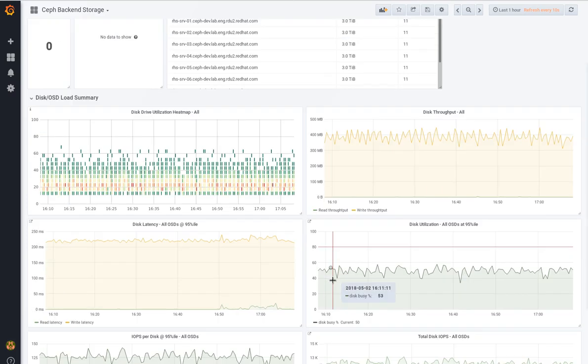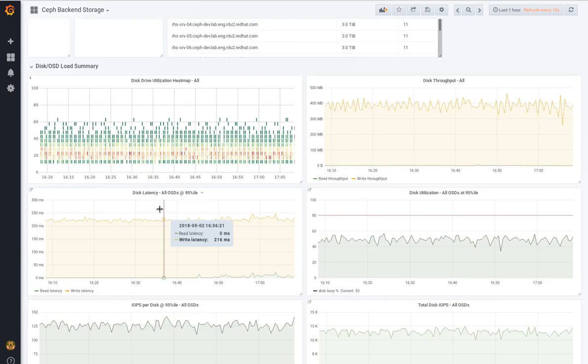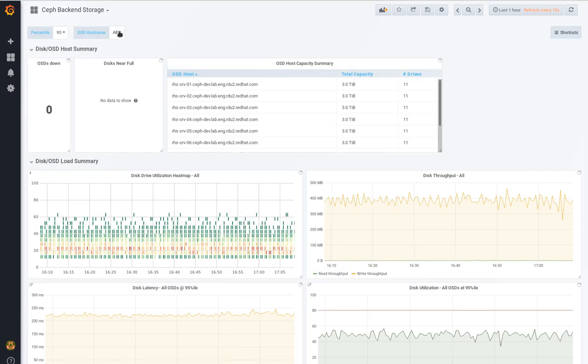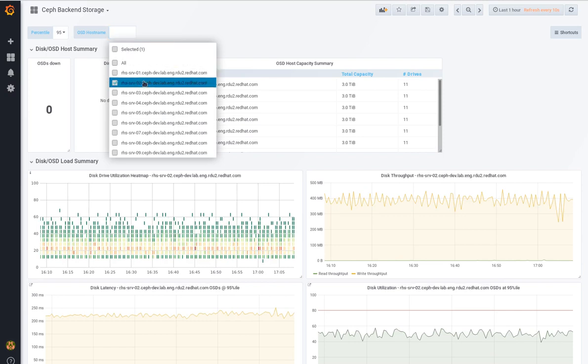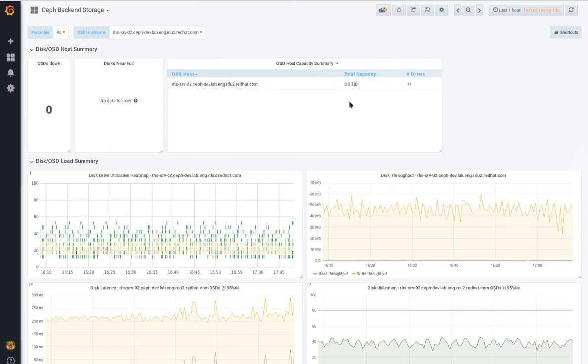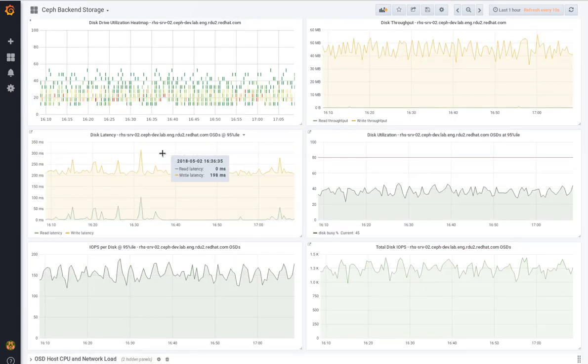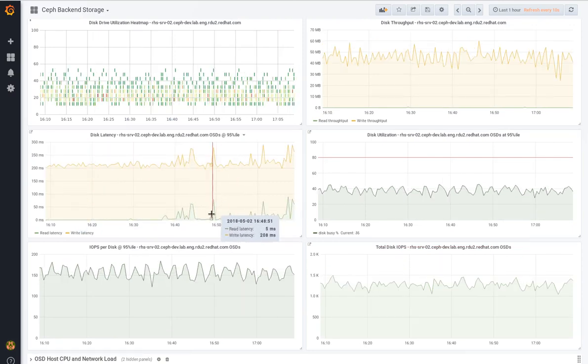Beyond that, we've got your normal sort of suspects: disk latency, disk utilization, IOPS per disk, and throughput. We've got a pull-down at the top as well. If we wanted to look at Servo 2, then here's Servo 2. It's contributing 3 terabytes across 11 drives. There's its heat map. And say we saw something a bit squiffy with the latencies. We can see here that write latencies are really where it's high, as opposed to reads. And so this is where the hierarchy of dashboards comes in.